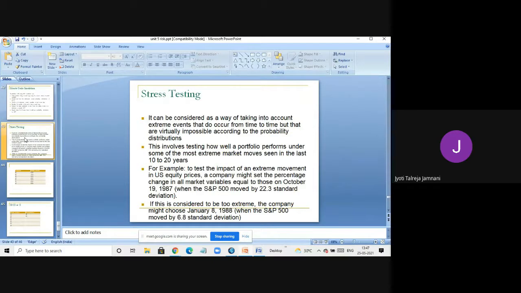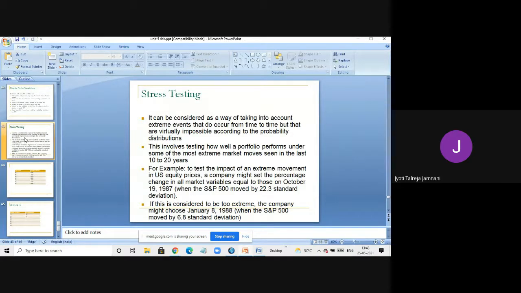The next is stress testing. The word itself says you need to check the extreme levels, or the stress level, of your portfolio. It can be considered a way of taking into account extreme events that do occur from time to time, but that are virtually impossible according to the probability distribution. Theoretically, certain things are impossible according to the probability distribution, but they have occurred in certain time periods. So we call them extreme events.